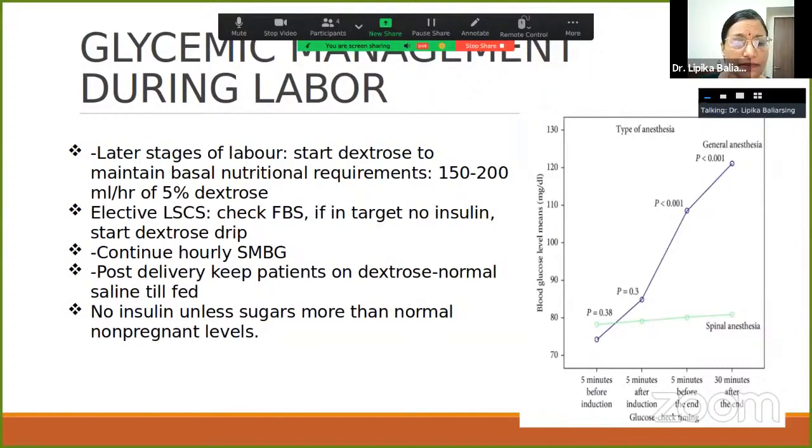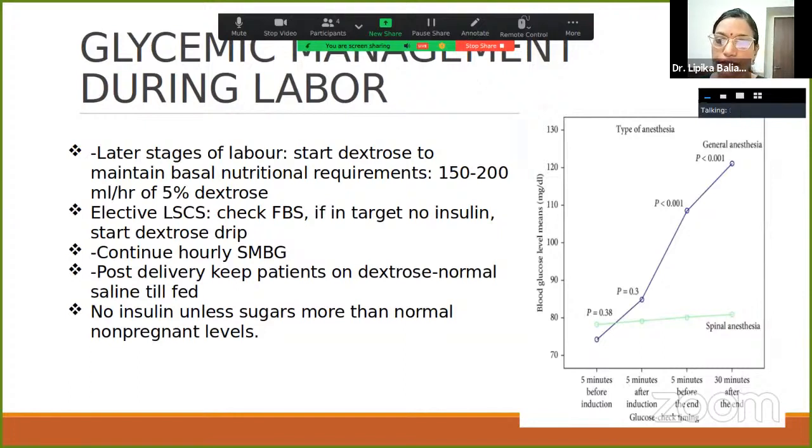If it is an elective LSCS, then check the fasting blood sugar at the time of surgery. If it is in target, then no insulin; a dextrose drip has to be started. And if the patient delivers, then the patient has to be kept on dextrose normal saline till the patient is fed. No insulin has to be given unless sugars are more than the normal non-pregnant levels.